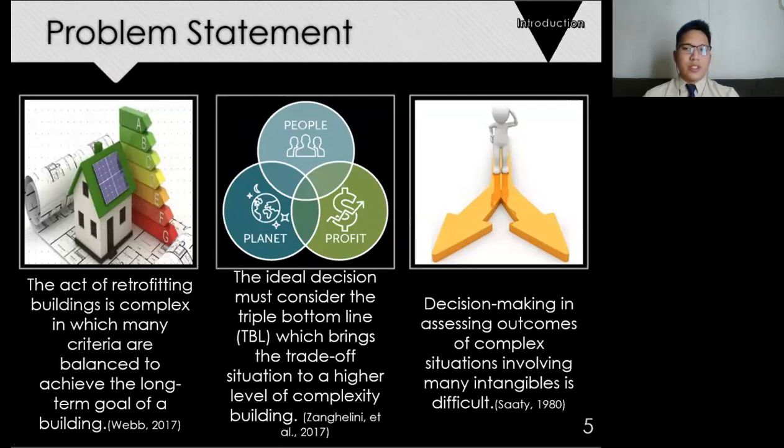Moreover, the decision of whether to retrofit or demolish an aged building is not always straightforward. It is challenging since it involves substantial funding and decision-making from a wide range of stakeholders with constraints, limitations, and assumptions. According to CAT, decision-making in assessing outcomes of complex situations involving many intangibles is difficult.